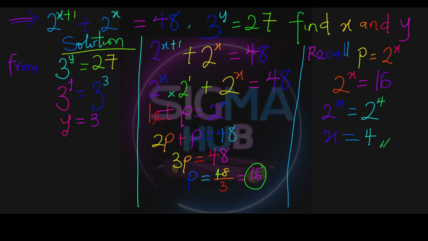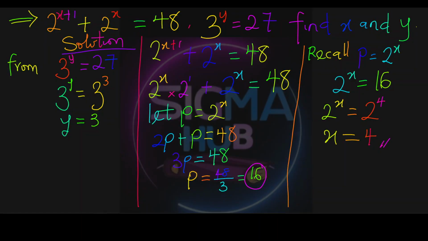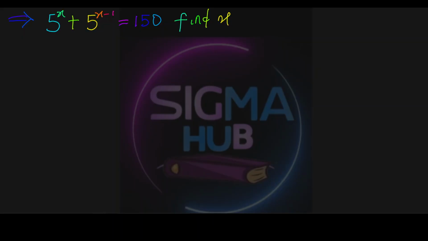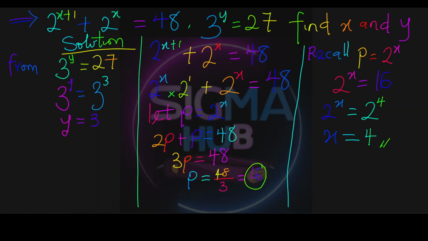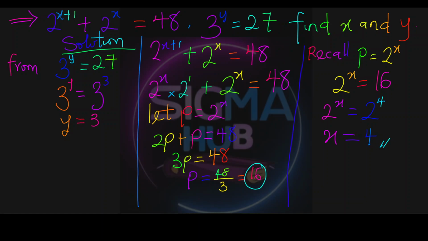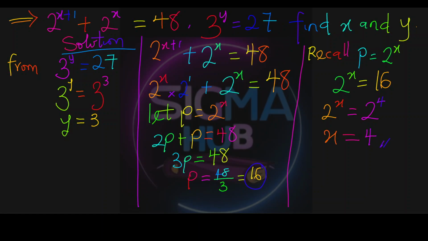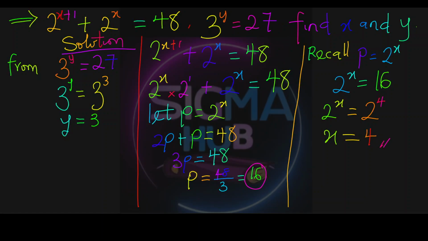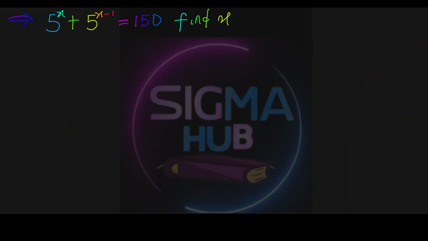Let's try another example. In this example, we are only going to be solving for x. It says 5 raised to the power of x plus 5 raised to the power of x minus 1 equal to 150. Find the value of x. It's almost the same as our last exercise. How we were able to get the value of x is the same way we're going to get the value of x here, just applying the same procedure.